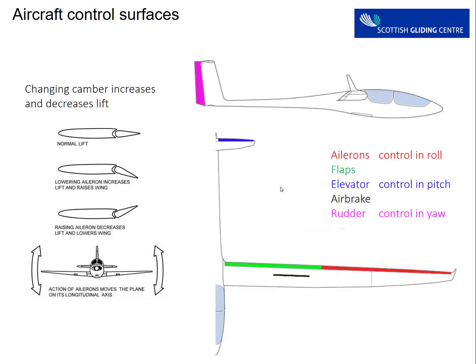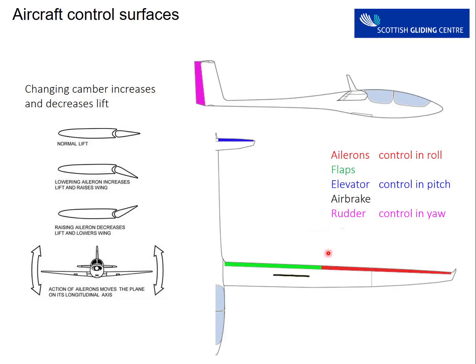Now the other thing we're going to have to talk about here is the control surfaces. Now we control the aircraft by using the elevator, the rudder and the ailerons, and they give us control in pitch, yaw and roll. So the rudder gives us control in yaw, the elevator gives us control in pitch, and the aileron gives us control in roll. Now the way that our control surfaces work is they change the camber of the section.